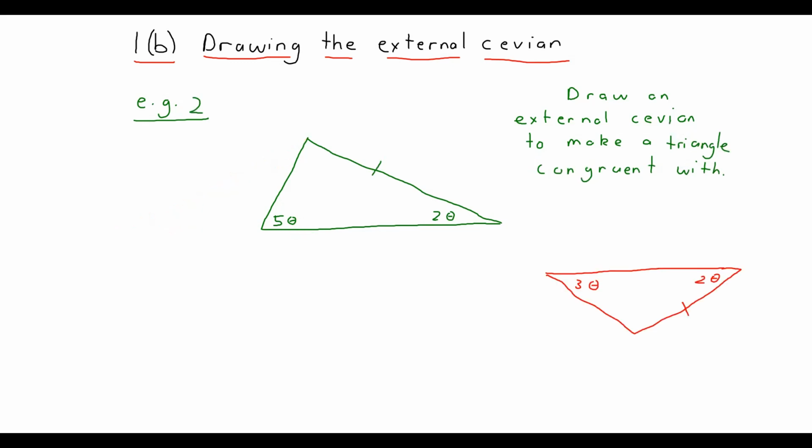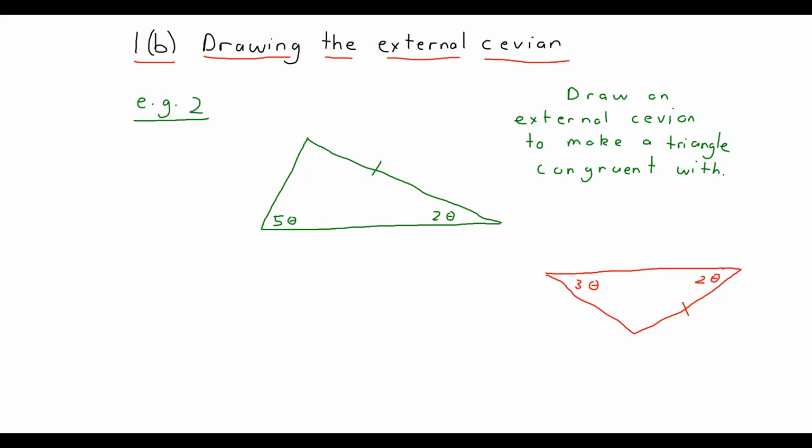Okay, one more Cevian question. We're going to draw an external Cevian to make a triangle congruent with this. So I've got a 3 theta and a 2 theta and some side next to the 2 theta, but we've got a triangle with a 2 theta and a 5 theta here. So notice I can't actually draw an internal Cevian to make this, because just imagine if I did, right? I put it in here like this. Well, this angle has to be bigger than 5 theta because it's steeper.